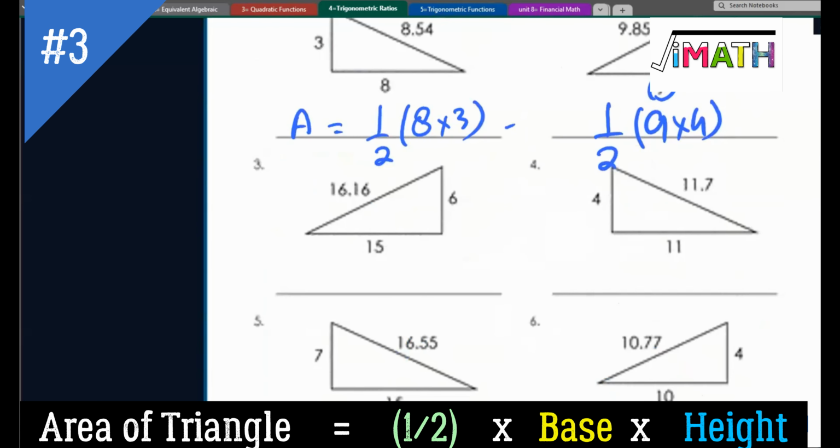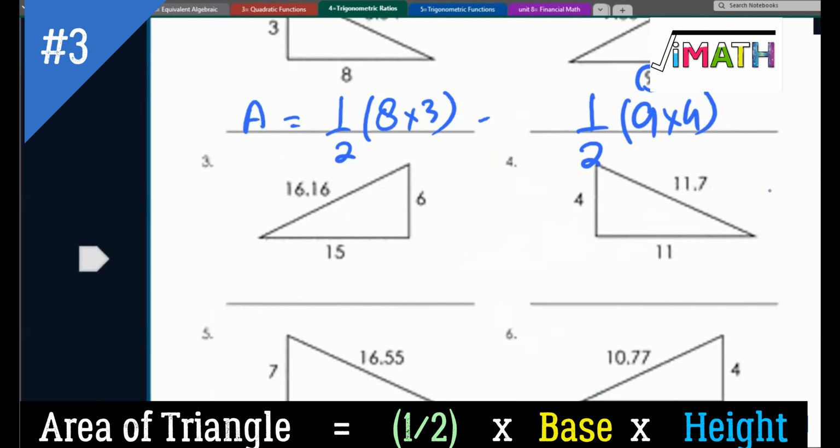It would be base 15 multiplied by, oh, base height. 15. Yeah. Multiplied by height 6. So 15 multiplied by height divided by 2. Okay. So you can say 15 multiplied by 6 divided by 2.